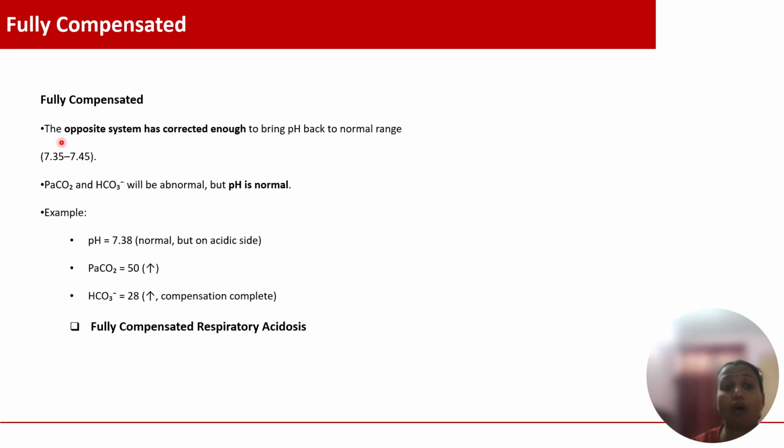Fully compensated: the opposite system has corrected enough to bring pH back to normal range, and PaCO2 and HCO3 will be abnormal, but pH is normal. pH 7.35 is normal, but on the acidic side, PaCO2 50 will be increasing, and HCO3 28 increasing. Compensation completed. So fully compensated respiratory acidosis. In this, only pH will be normal, and PaCO2 or HCO3 will be abnormal.